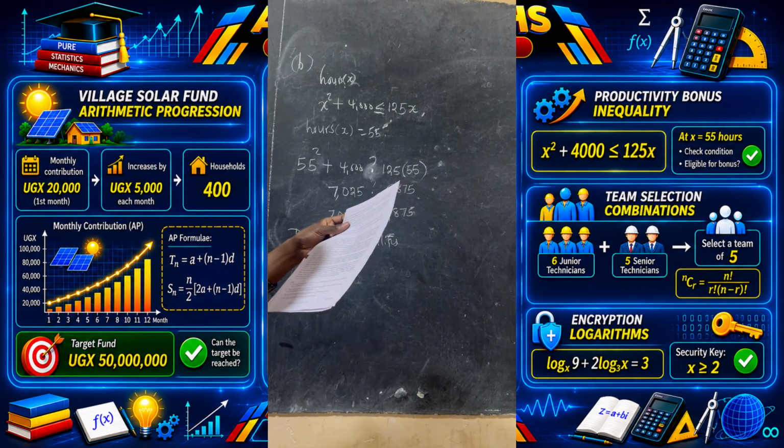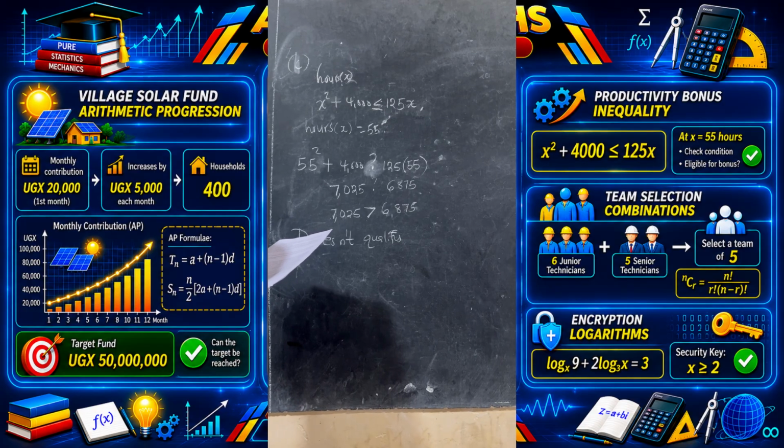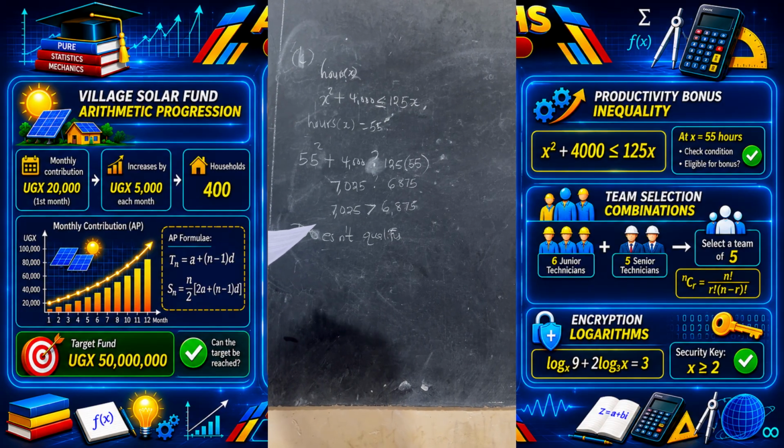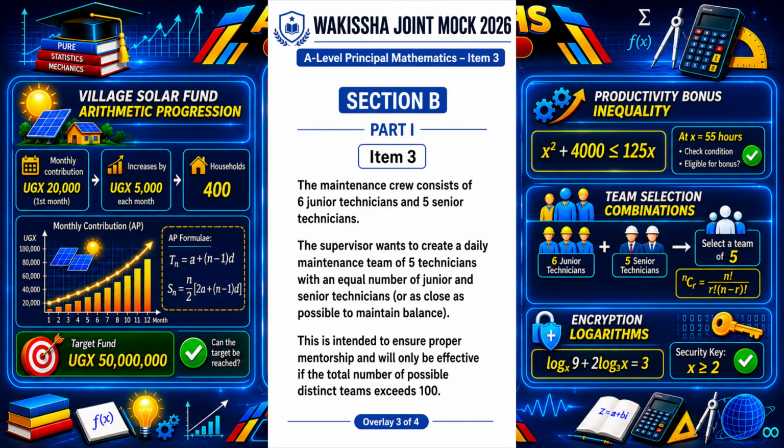I think that is part B: advise the maintenance supervisor on the effectiveness of the team selection based on the number of district teams possible. Then determine the eligibility of the senior technician. This has been part C. The technician does not qualify. Then they talked of the maintenance crew consisting of 6 junior technicians and 5 senior. This is going to answer part B.